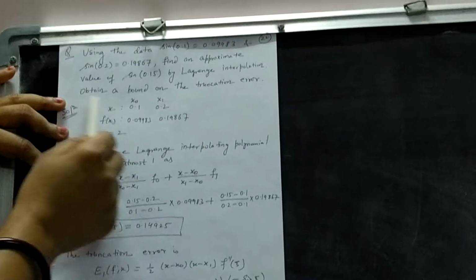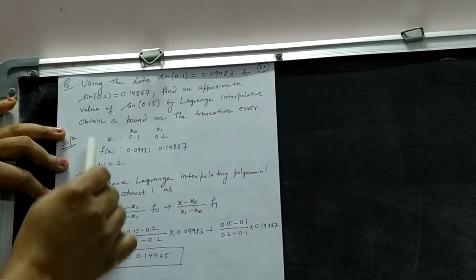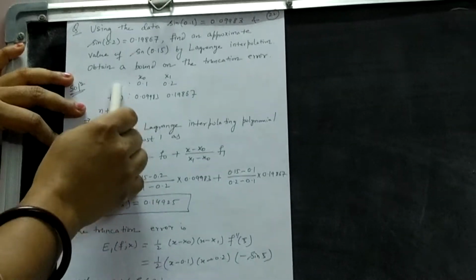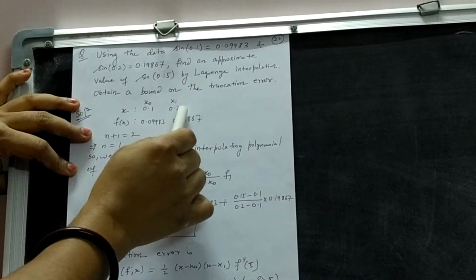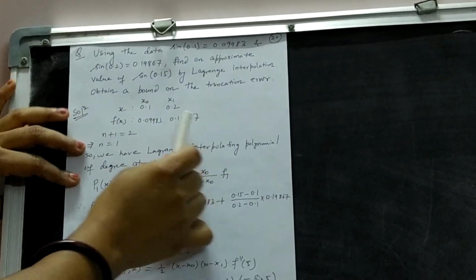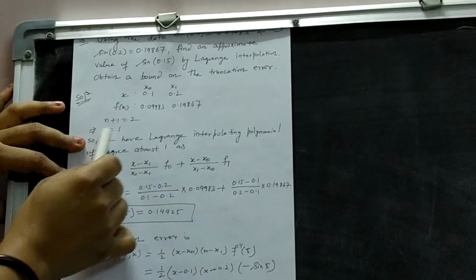So here we have two problems. One is to find the approximate value of this. So let us tabulate whatever information is given. So x we are supposing 0.1 and 0.2, denoted x0, x1, and f(x) values are given. So here two data points are given, n plus 1 is 2, so n equals 1.